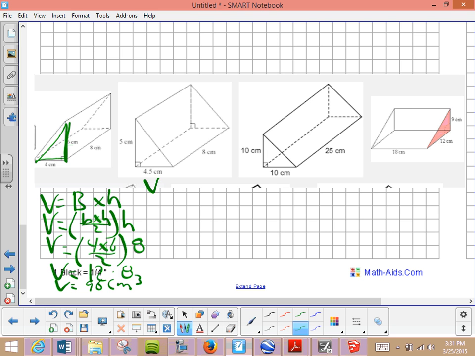The second one will be the same way. Area of the base times the height. Area of the base is base times height divided by 2 times the height. So it will be 4.5 times 5 divided by 2. Oh, wait, I didn't say to do this one, right? I won't finish it because he has too many things. But this one right here, it's easier too.